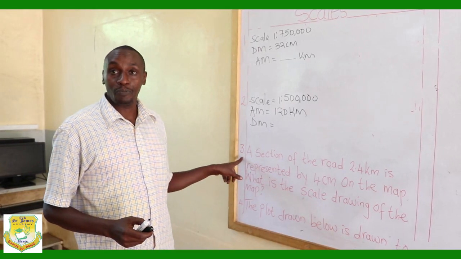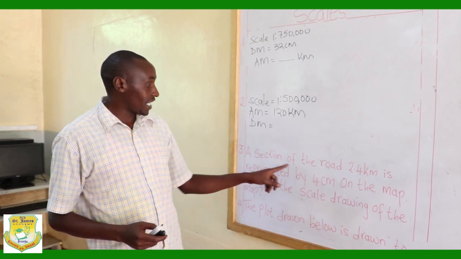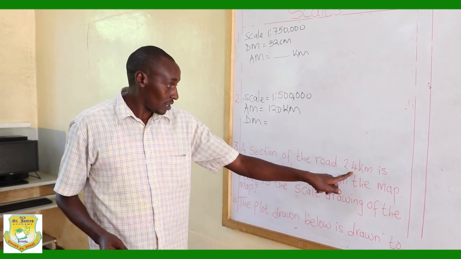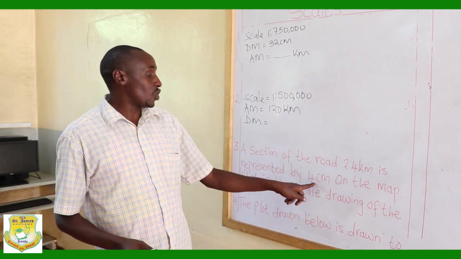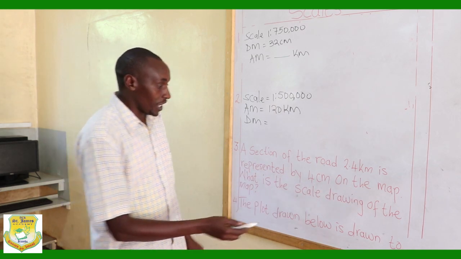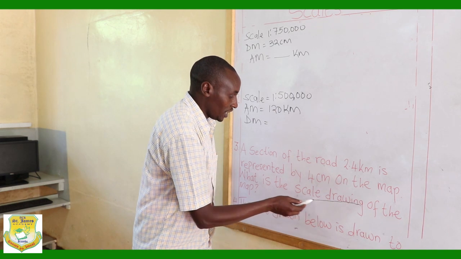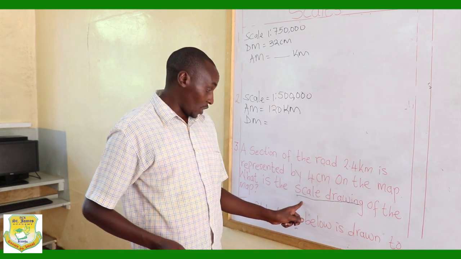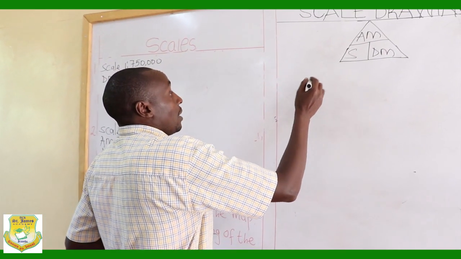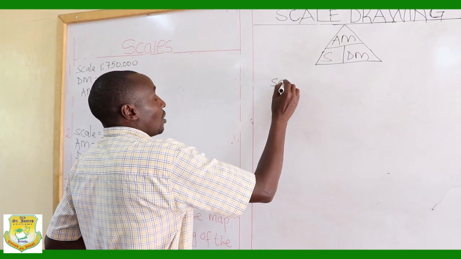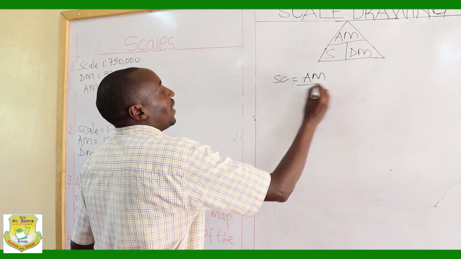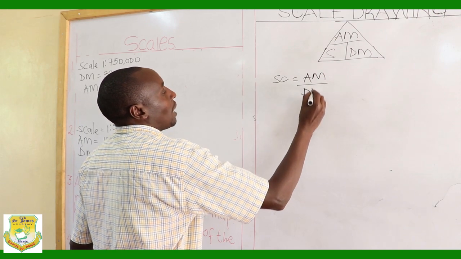Question number 3, whereby we are told a section of a road is 2.4 kilometers. This is the actual measurement, represented by 4 centimeters on the map. What is the scale drawing? So this time we are supposed to calculate the scale. As we have said, scale is equal to actual measurement divided by the drawing measurement.